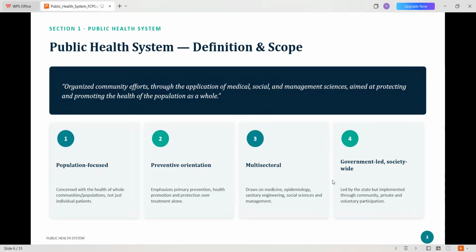Next is the public health system. It is the organized community effort through the application of medical, social, and management sciences, and aims to protect and promote the health of the population as a whole.